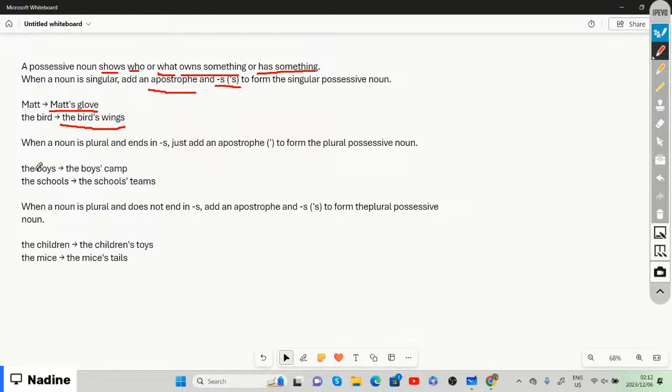So if we look at an example of the boys, and boys ends in s because it refers to more than one boy. It is plural. If we want to write the possessive noun or show possession, we can say the boys' camp. And as you can see, we did not add another s. Boys, and we just added an apostrophe at the end of that word.